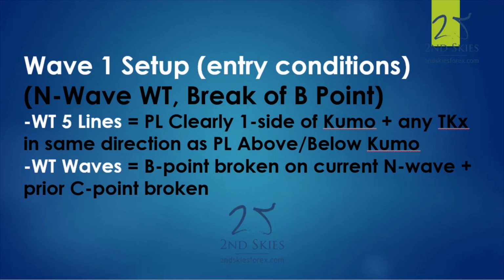So the entry conditions for a wave 1 setup is we're looking for an N wave with trend, and we're looking for the break of the B point. Now, what does that mean, N wave with trend? I wanted to define that and codify that a little bit further.